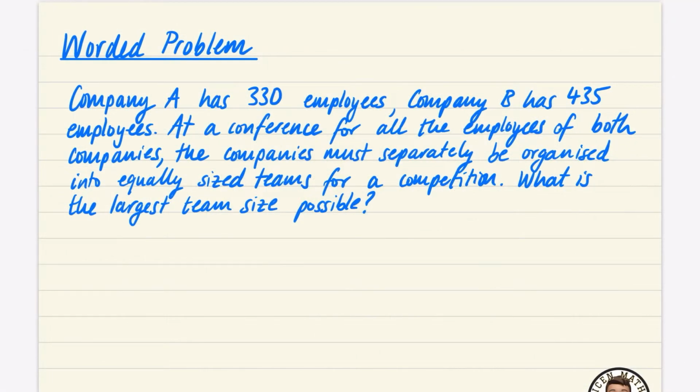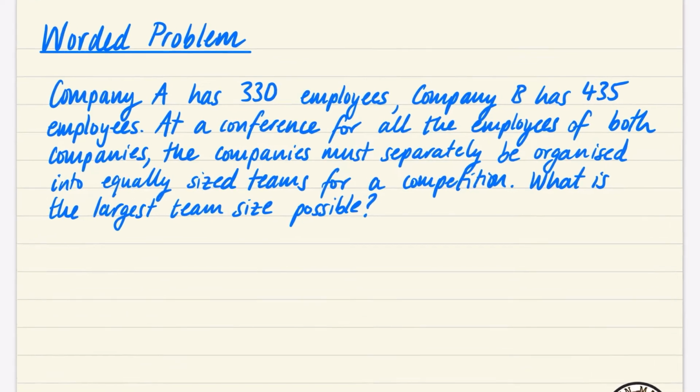Okay, so we're going to have a look at a worded problem, and actually this is in the theme of what we've been doing. This is definitely going to be to do with highest common factor, but we need to try and work out why this is to do with the highest common factor. So let's read what it says.